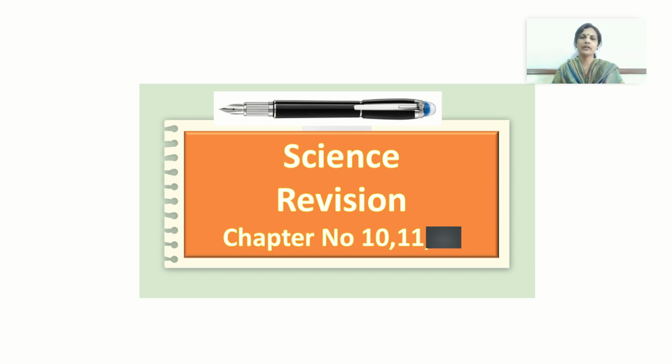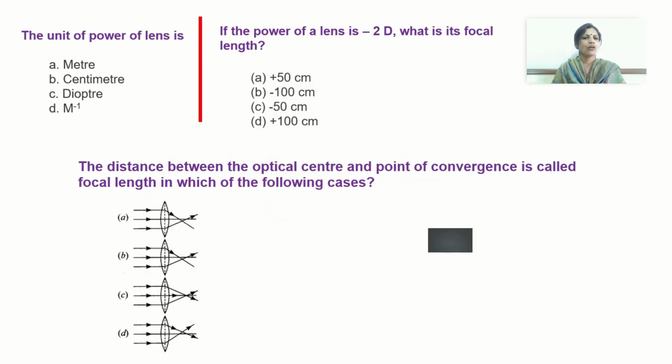In this lecture we will discuss the paper pattern and the type of questions which you can expect in your first semester examination. So just see this. The unit of power of lens is, so you're given options there. Unit of power of lens is diopter, so that is the correct option.